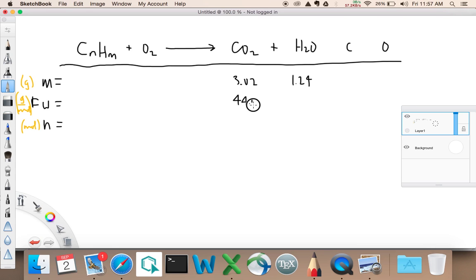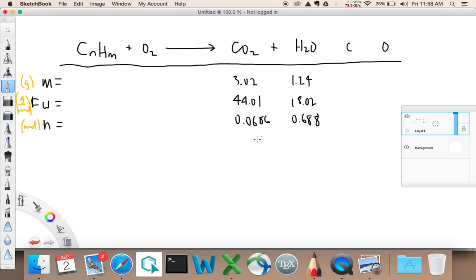All right, so what's the formula weight of carbon dioxide? It's 44.01. We just did this in a previous video. I don't want to take time in this video for that. I'm trying to keep things simple. So the moles then is going to be 3.02 divided by 44.01, which is 0.0686. Okay, and the formula weight of water is 18.02, and so the moles of that is going to be 1.24 divided by 18.02. It's going to be 0.0688.